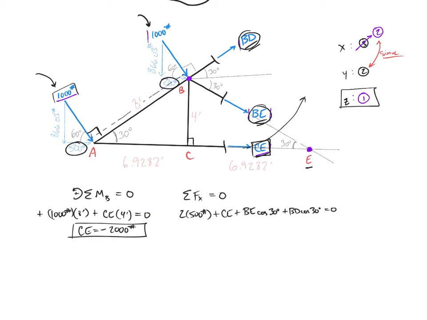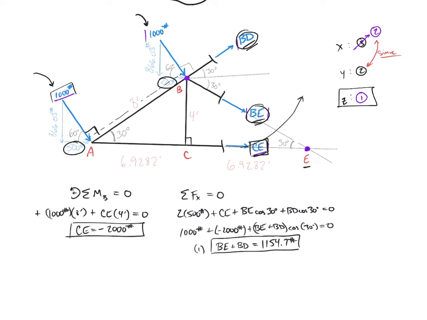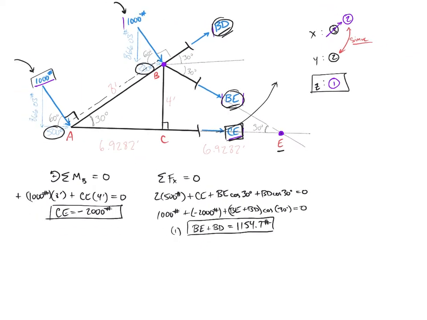And let's see, so if I rearrange this and plug some things in, this becomes 1,000. CE is negative 2,000 pounds, all right, plus BE plus BD. I'm going to factor out that cosine 30. Okay, so then I'm going to end up with BE plus BD. I'm a little bit out of alphabetical order here, but I think we can live with that. Equals, if you use your calculator, 1154.7 pounds. Okay, so that's one equation. I'll go ahead and just call it 1. Because we're going to have the same two unknowns in the y direction. So we're going to need to solve this, like, doubled up or whatever.